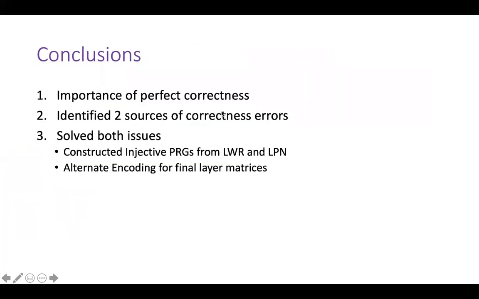And so finally, let me conclude the talk. In this talk, we described the importance of perfect correctness in the case of lockable obfuscation. We identified two sources of correctness errors, and we solved both issues. We constructed injective PRGs from the learning with rounding assumption and the learning parity with noise assumption. And we also gave an alternate encoding for the final layer matrices of the branching program. That solves both the correctness issues, and our scheme is finally perfectly correct.